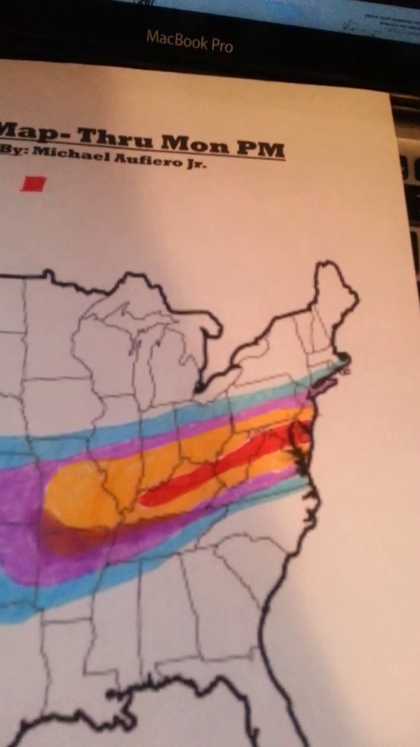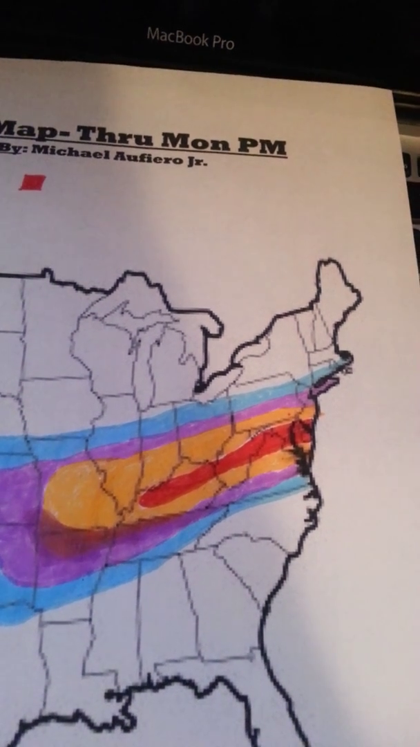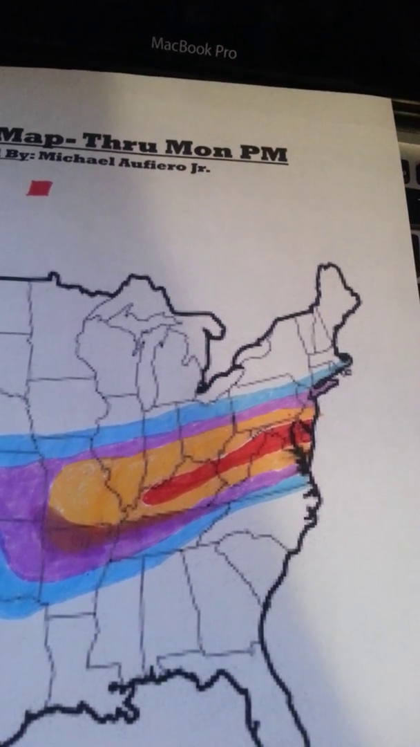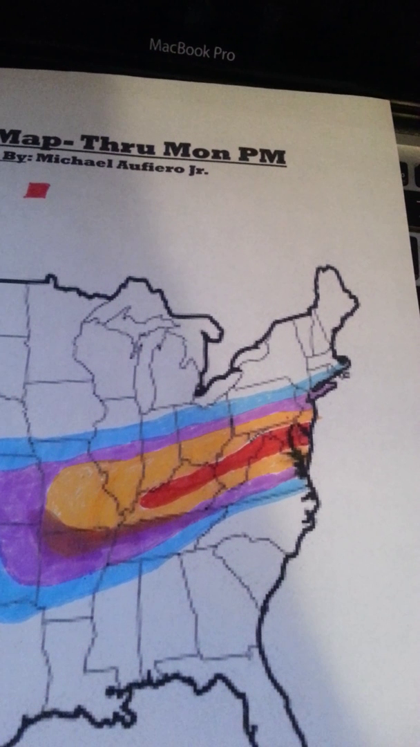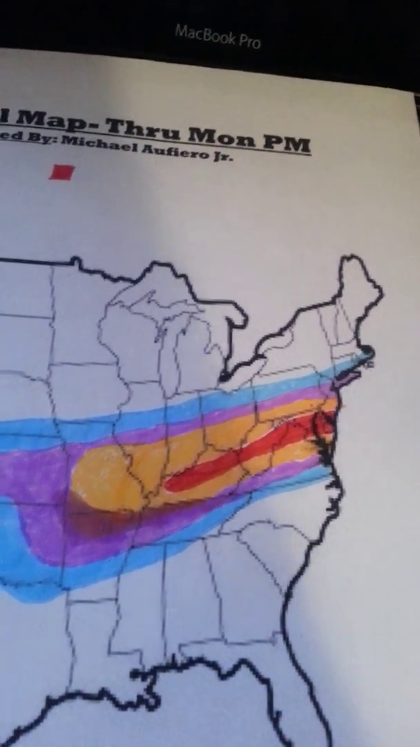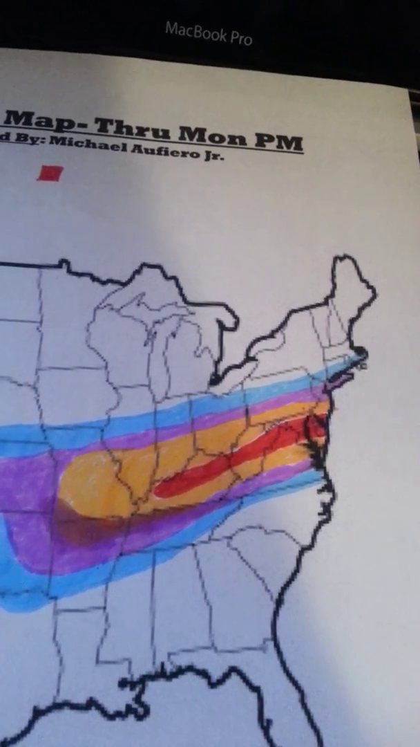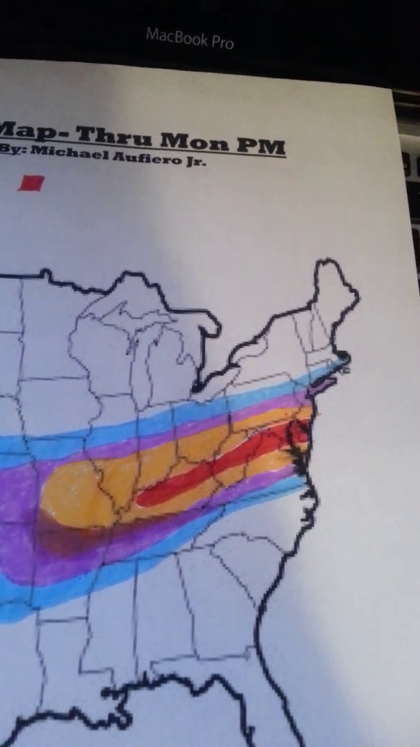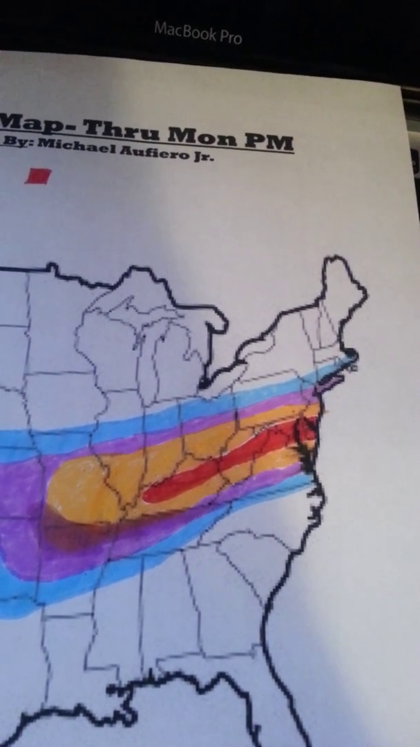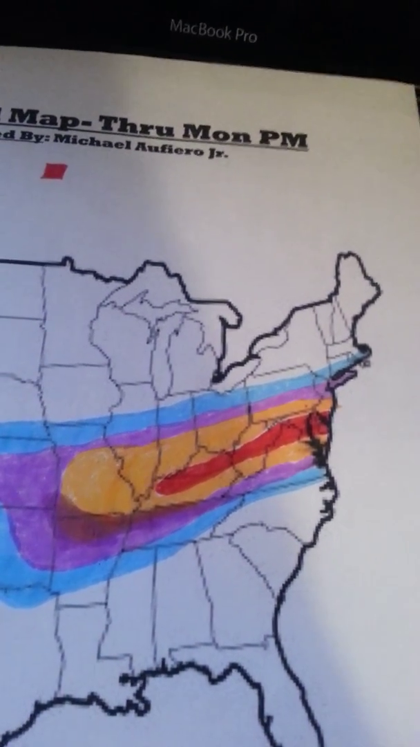Most of southern New Jersey, 5 to 8. Southern Illinois, 5 to 8. Southern Kentucky and northern Kentucky, 5 to 8. Central Virginia, 5 to 8. And central West Virginia, 5 to 8. So that's that. And then you have a very slim 8 to 12 line. It's probably going to be more like 8 to 10.